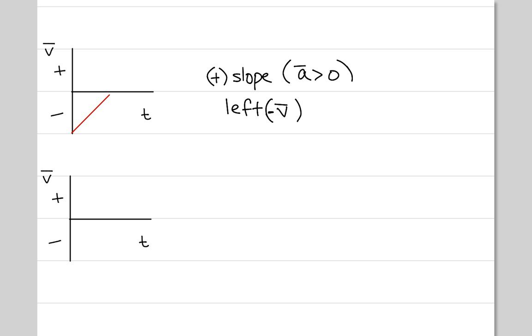Now, let's try to think about why you're slowing down. The positive slope tells me that the acceleration is positive. So if I'm traveling left, but my acceleration is positive, they oppose each other. So you slow down.